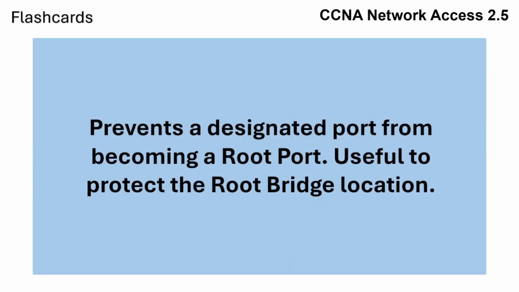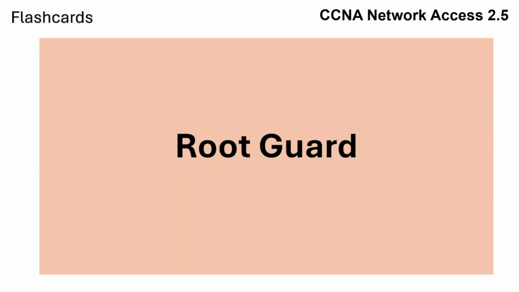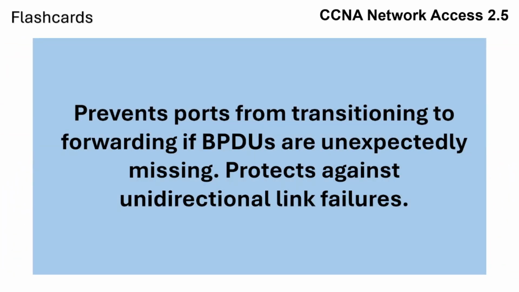Root Guard prevents a designated port from becoming a root port. Useful to protect the root bridge location. LoopGuard prevents ports from transitioning to forwarding if BPDUs are unexpectedly missing. Protects against unidirectional link failures.